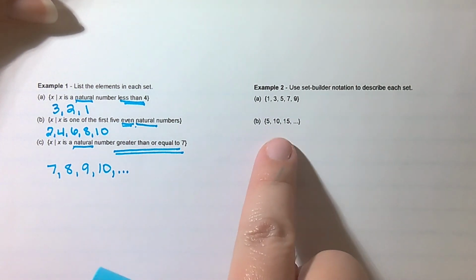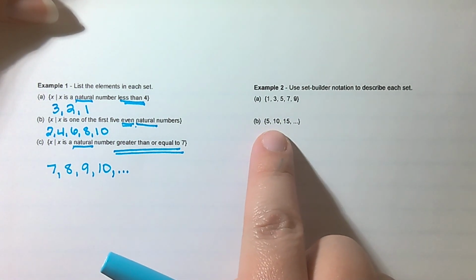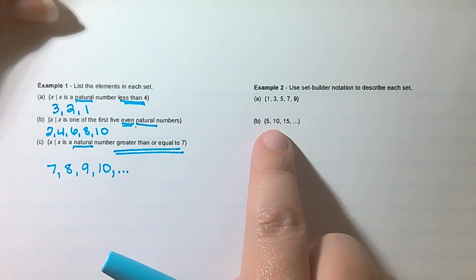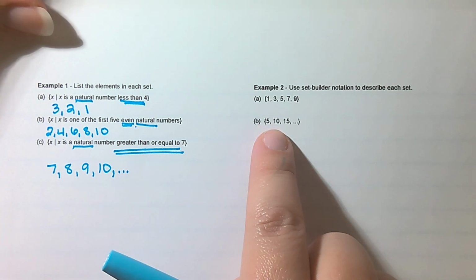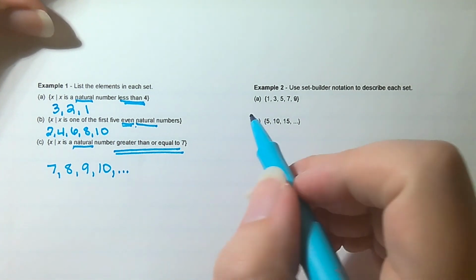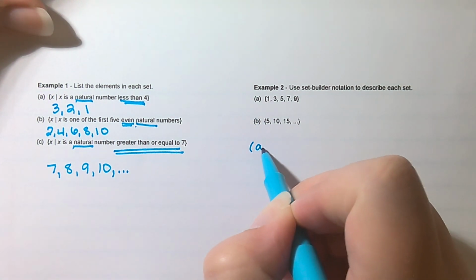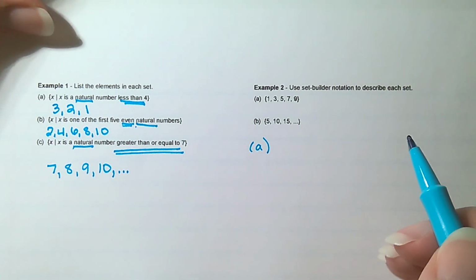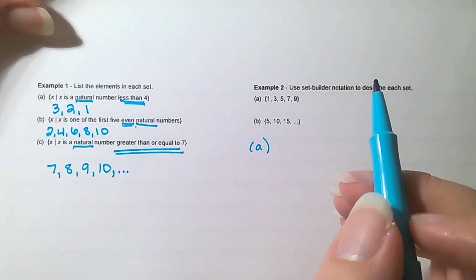Now we're going to do the flip over here. This time we're given the elements, and we want to try to describe those using our set builder notation. I don't have enough room to write in there, so I'm going to write it down below.